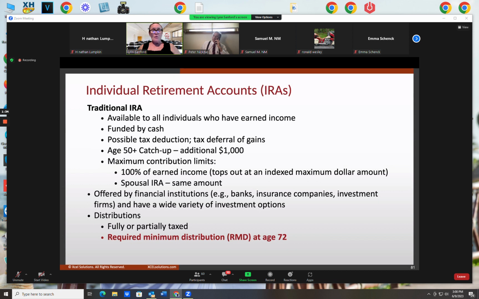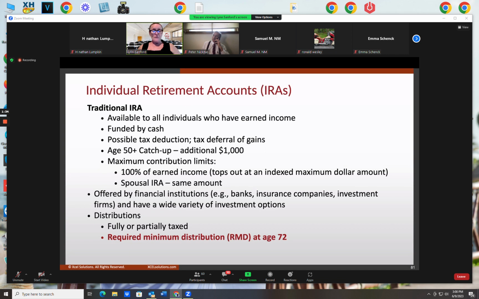You want to put gold and silver in your traditional IRA account? Well, then you better have your traditional IRA account established at a wirehouse broker-dealer, okay? Offered by financial institutions such as banks, insurance companies, and investment firms, and have a wide variety of investment options depending on where you establish that traditional IRA account.